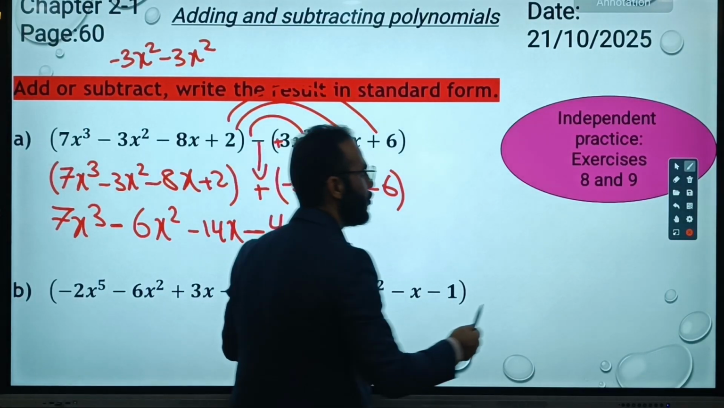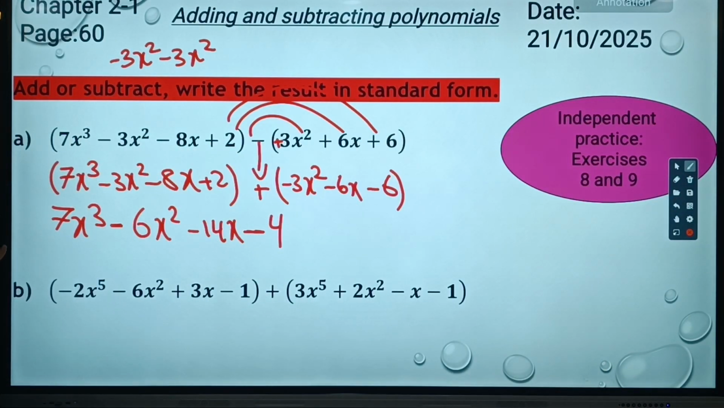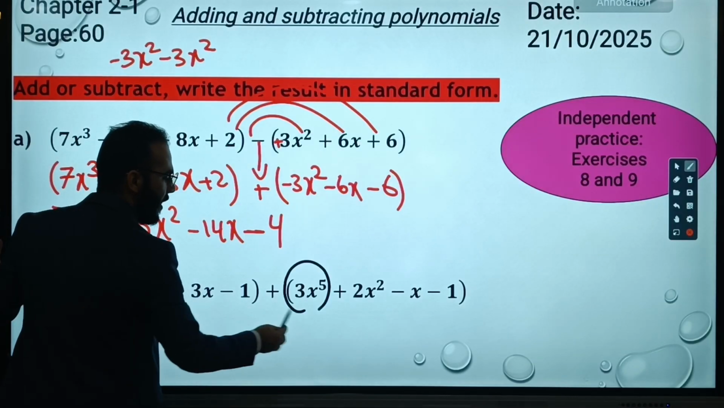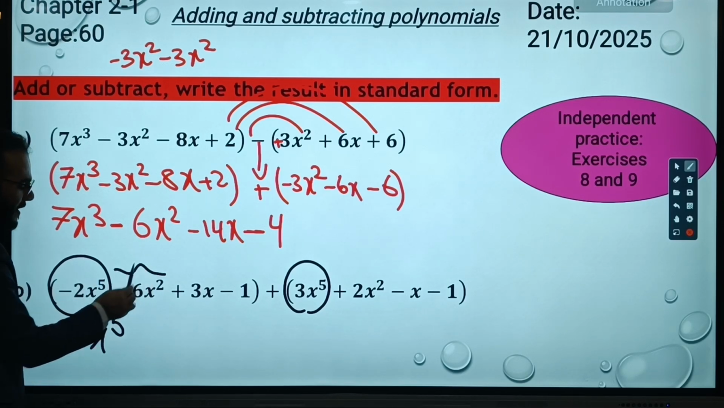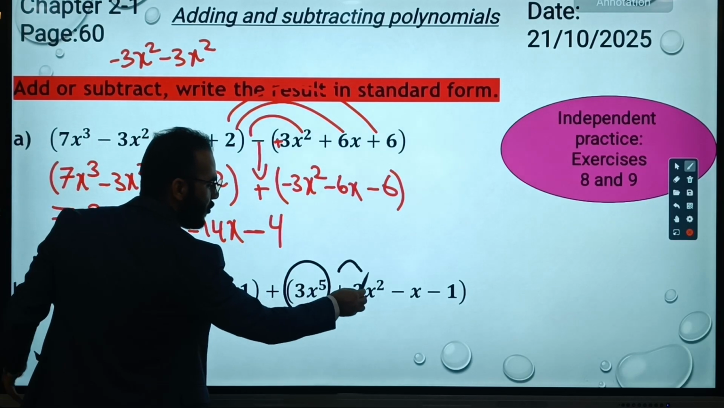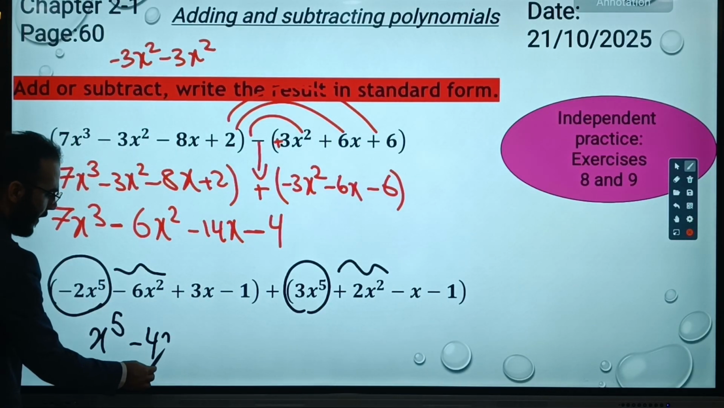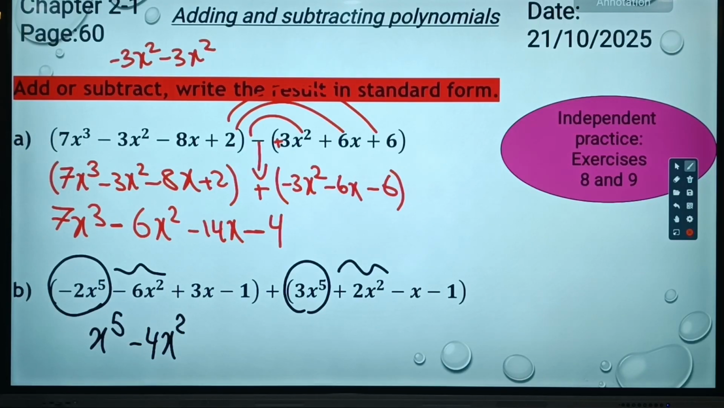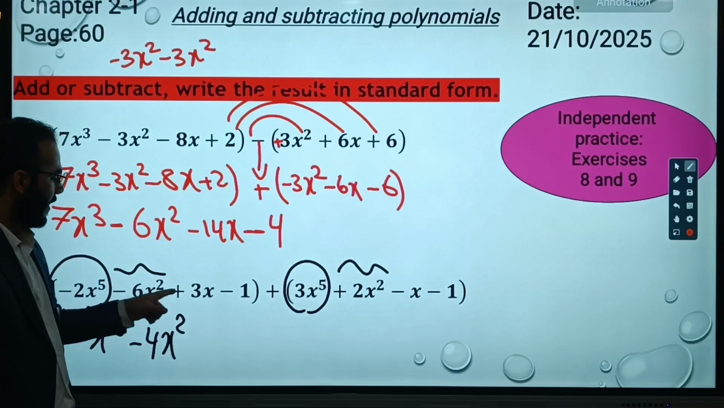Perfect. The next one is an addition. For addition, we are happy because it's easier to deal with addition than subtraction. Negative 2x^5. Do we have an x^5 here? Yes. 3x^5. So it's just like 3 minus 2, only 1. So x^5 will remain, 1x^5. Negative 6x squared, positive 2x squared. So negative 6 plus 2, negative 4x squared. Because negative 6 and positive 2, the negative 6 will remain.